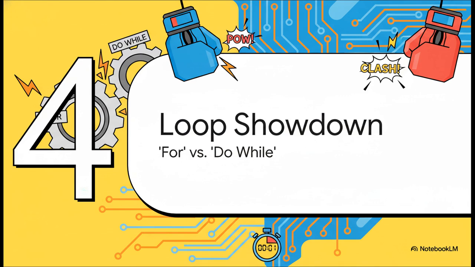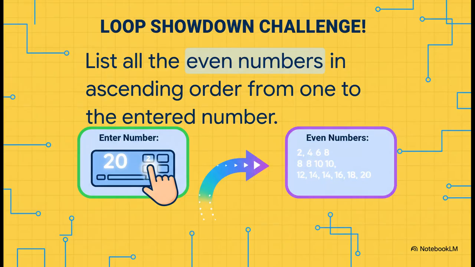All right, I think the best way to really cement the difference in your mind is to see these two loops tackle the very same problem side by side. So let's set up a little showdown. So here's our challenge. We're going to make a simple program where a user enters a number, let's say 20, and our program has to list out all the even numbers up to 20. It's a pretty simple task, and both of our loops are definitely up for it.